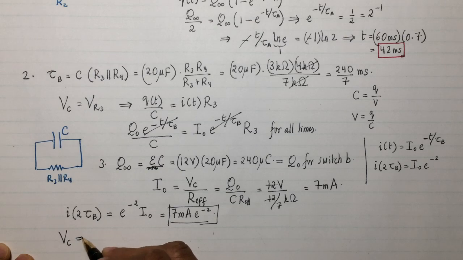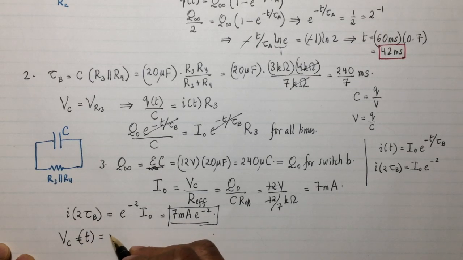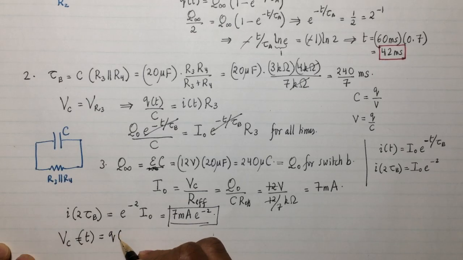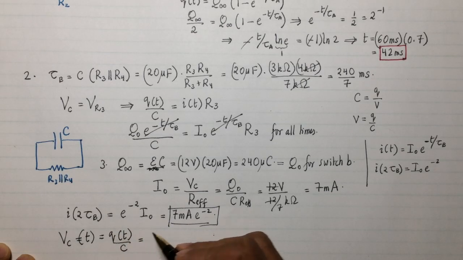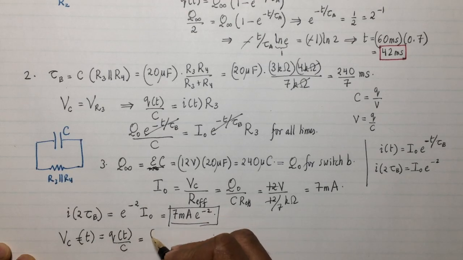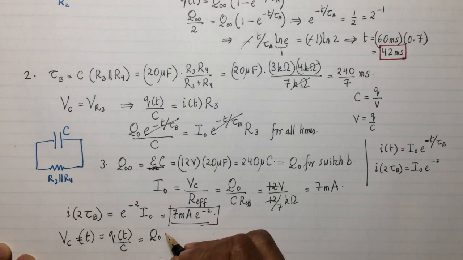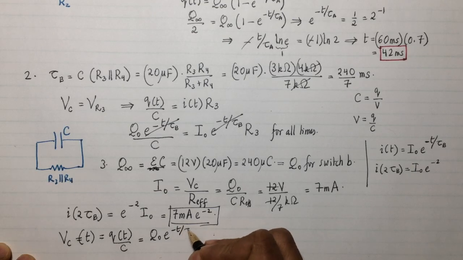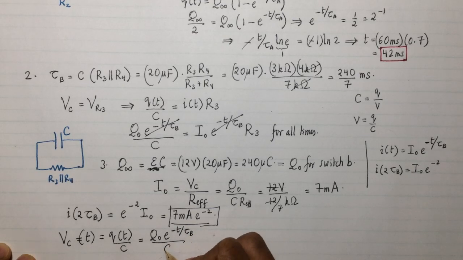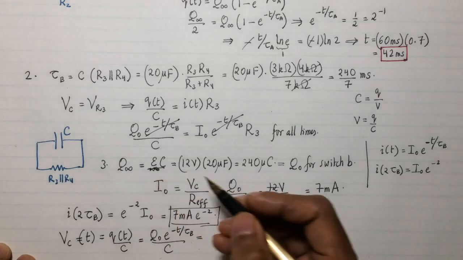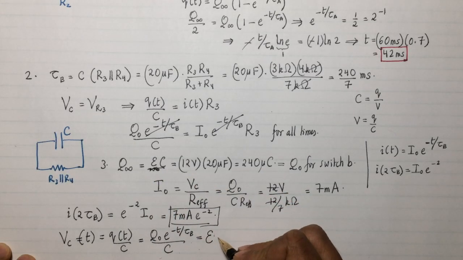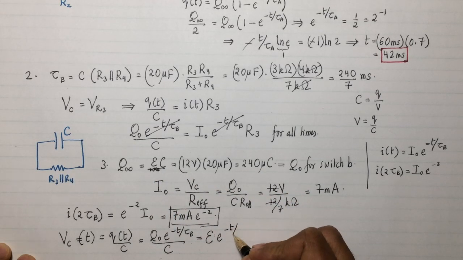The voltage across the capacitor after two time constants, or Vc as a function of t, is just Q as a function of t divided by C. Well, Q as a function of t is Q naught e to the minus t over tau b, divided by C. Q naught itself is Q infinity, which is E times C. So this whole thing is just E times e to the minus t over tau b.